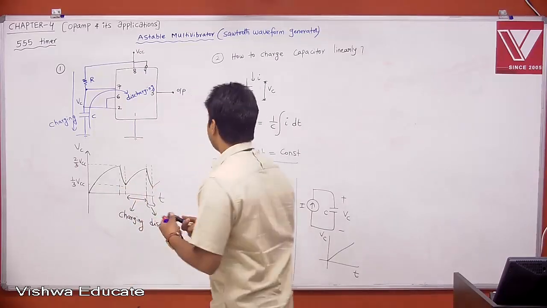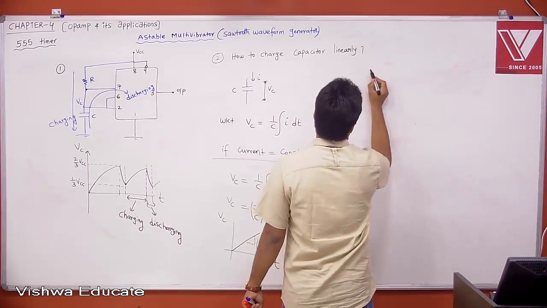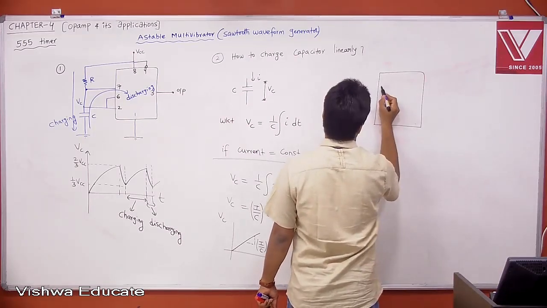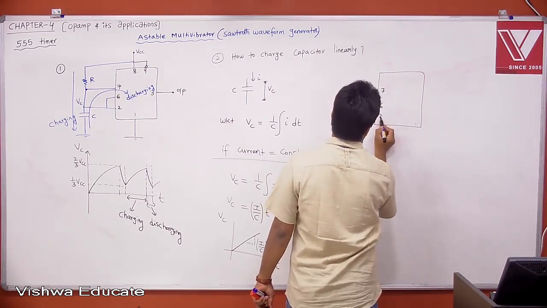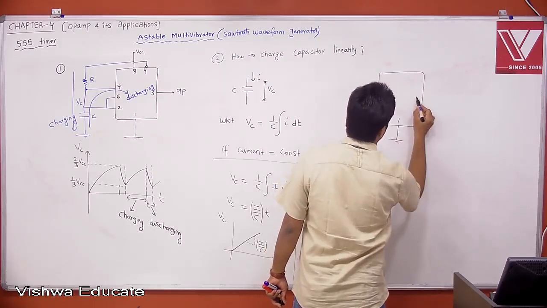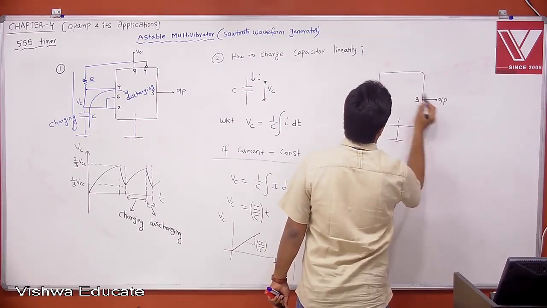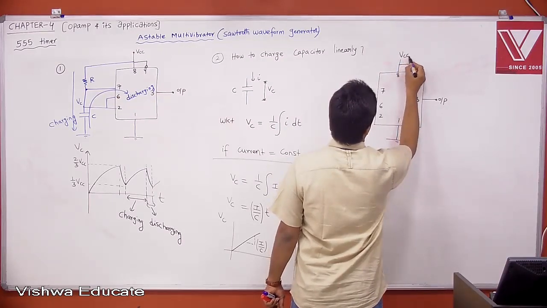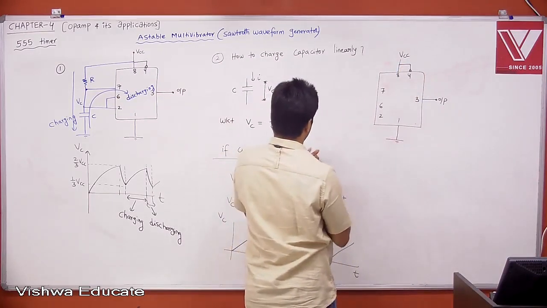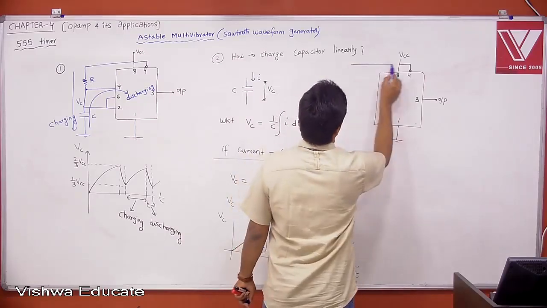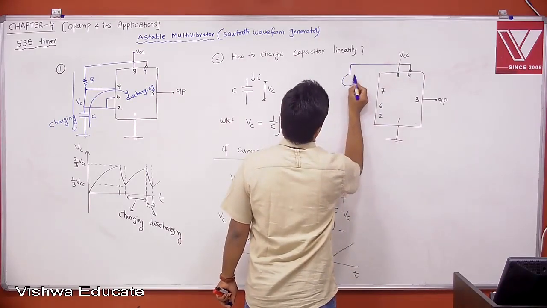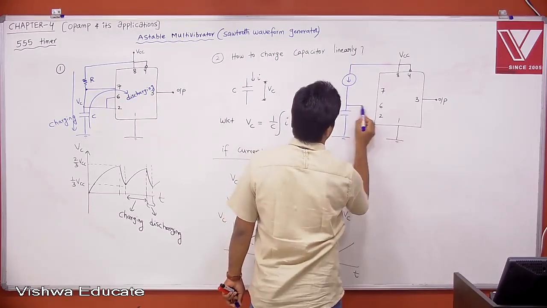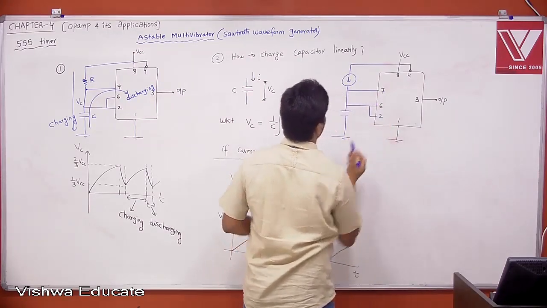Done. Therefore, this is your 555 IC. This is your 7, 6, 2, 1 ground. This is your output. This is 8, 4, active low, VCC, right? Now if you see here, instead of a resistor, this is now a current source. Now this is your discharge.